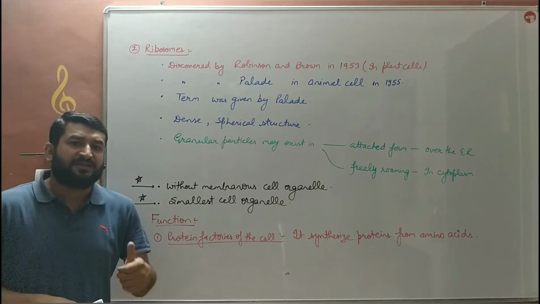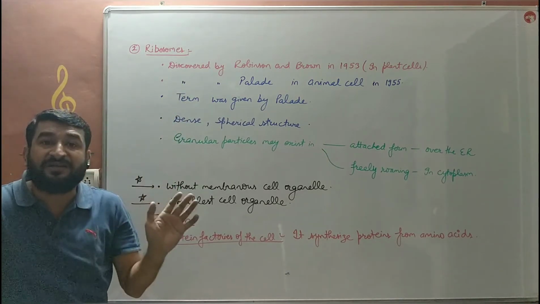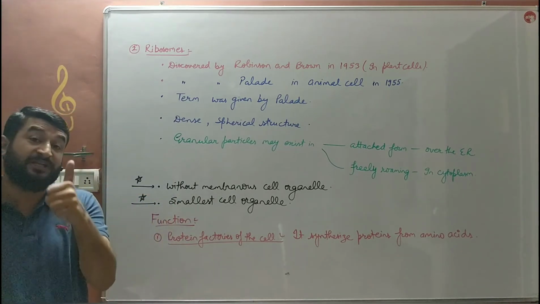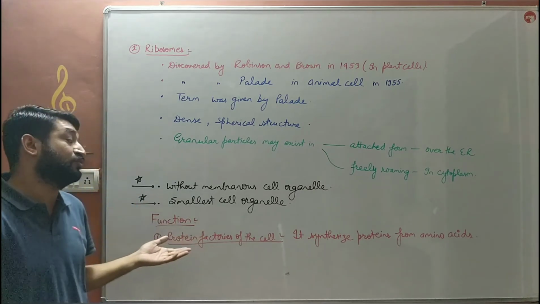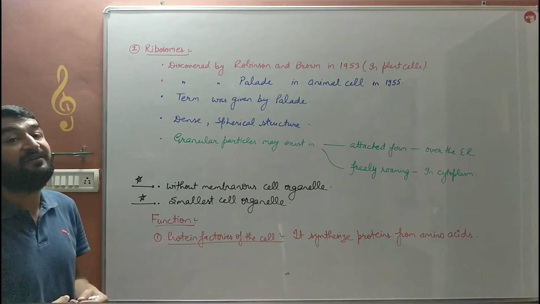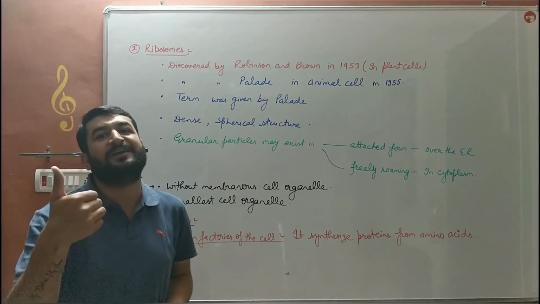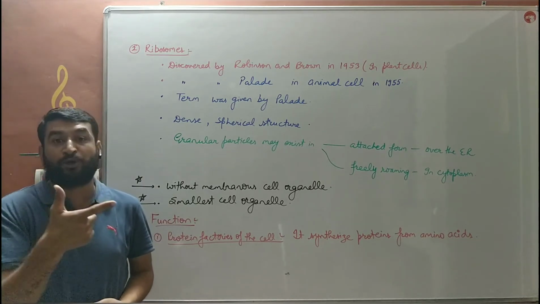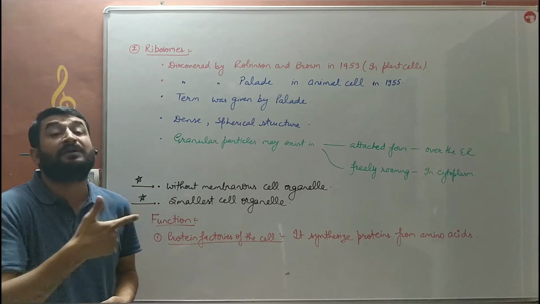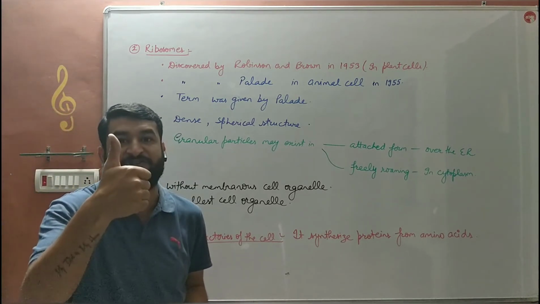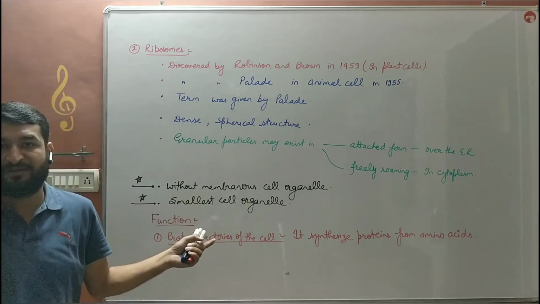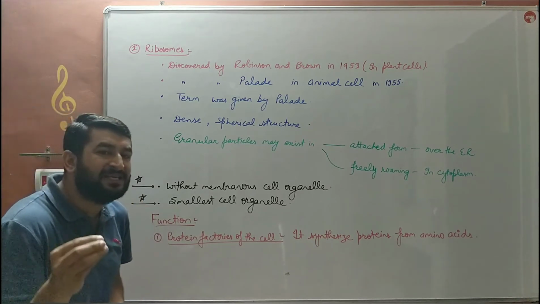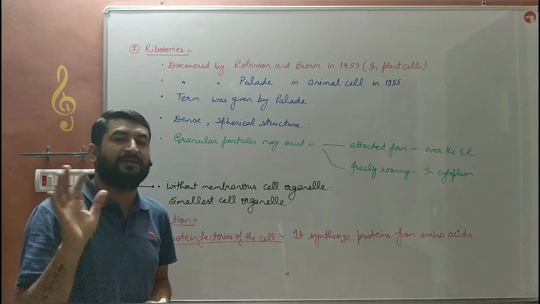Next, the ribosome does not have any membrane. They are membraneless cell organelles. The only cell organelle which is not membrane bound is the ribosome. Why? Because it does not have lipids, and for membrane formation, lipids are necessary. The cell membrane or the membrane of organelles is made up of lipids and proteins. Proteins are formed by ribosomes itself, but it does not have lipids. So in the absence of lipids, there is no membrane. They do not have any membrane.